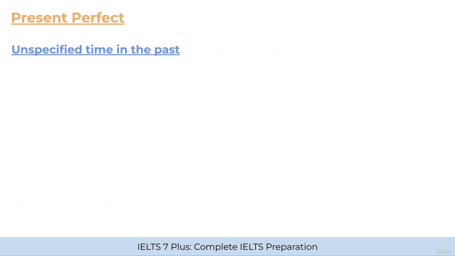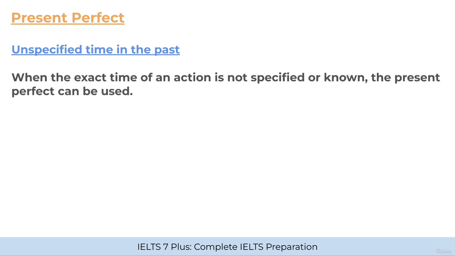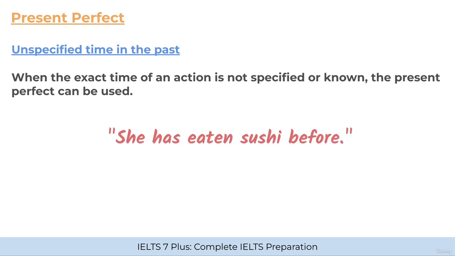Another could be when thinking about unspecified time in the past. So when we're not sure of the timing, or maybe it's not known, then the present perfect can be used. She has eaten sushi before. Okay, so we're not sure when, but that's okay.